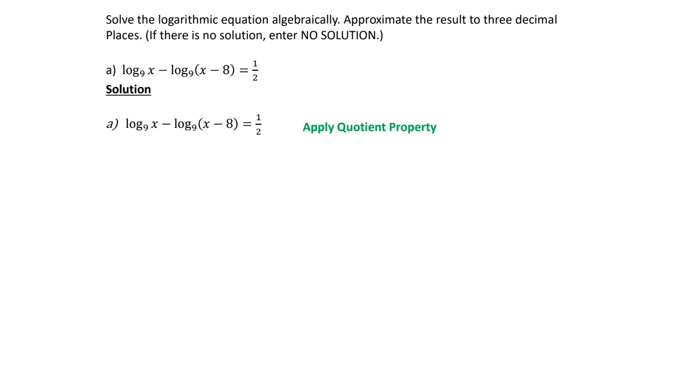So let's look at this other example. Solve the logarithmic equation algebraically and approximate the result to 3 decimal places. So again, we're going to do the same thing as before. We see that on the left side, we have a subtraction of two equal logs. They're both logs of base 9. So we can use, again, our quotient property. This is going to give me the log of base 9 of x over x minus 8 is equal to 1/2. Let's go ahead and convert it to exponential form.